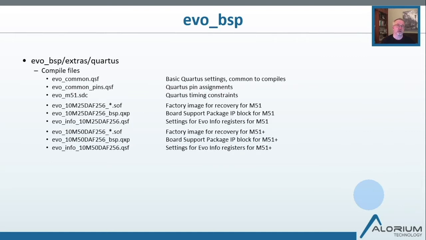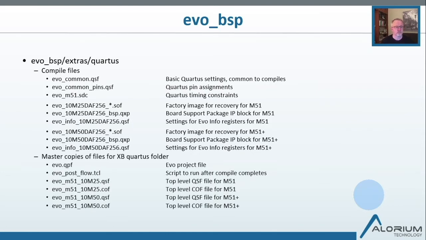The next file we have is a QXP file, which is an IP block. In this case, it's the IP block that contains all the board support package design. And there's an evoinfo.qsf. It has settings that match that particular BSP. The other set of files in our Quartus directory are the master copies for our OpenEvo update. So these are files that will copy into UXB when you run the update script.